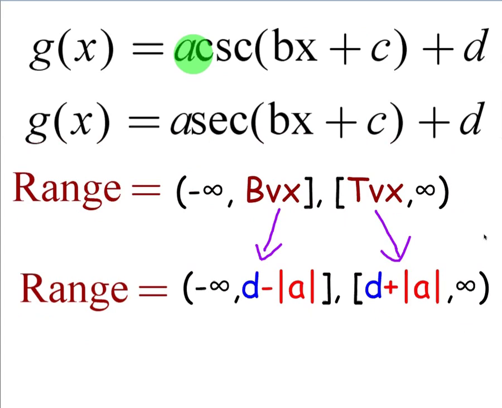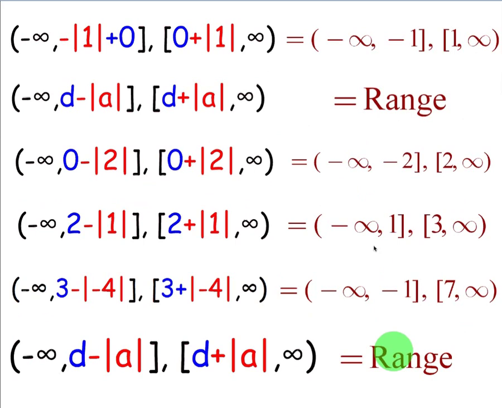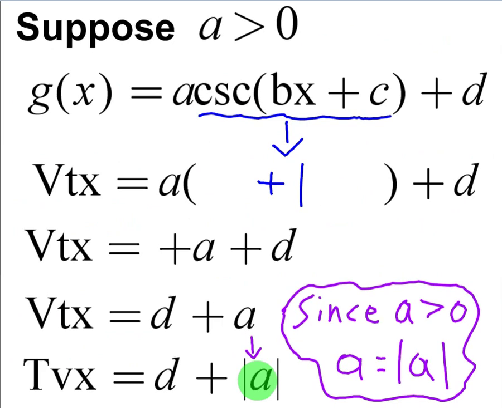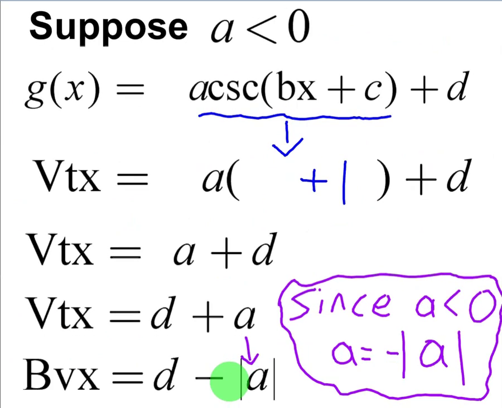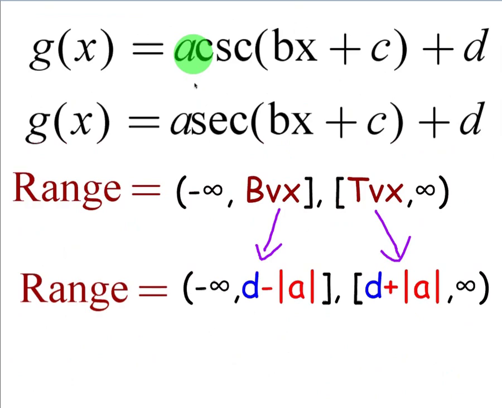Okay, so that's it for our proof of the range of secant and cosecant. I could go into a more thorough proof using calculus, but for right now this will suffice for showing why the range is the way that it is for secant and cosecant. If you have any other questions about this, let me know.